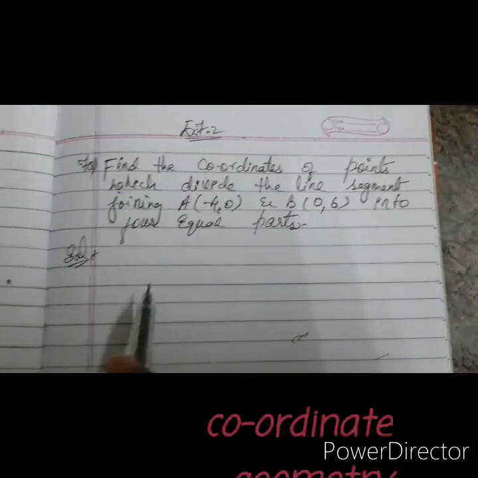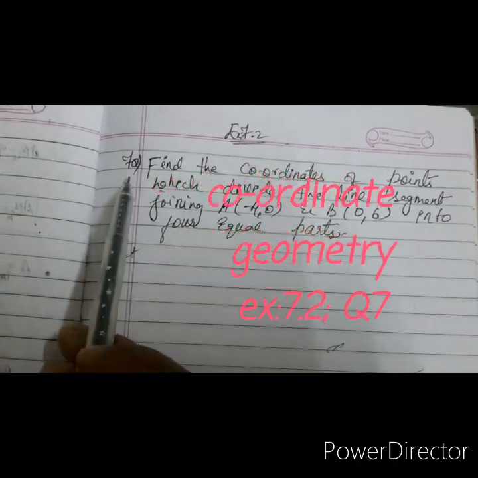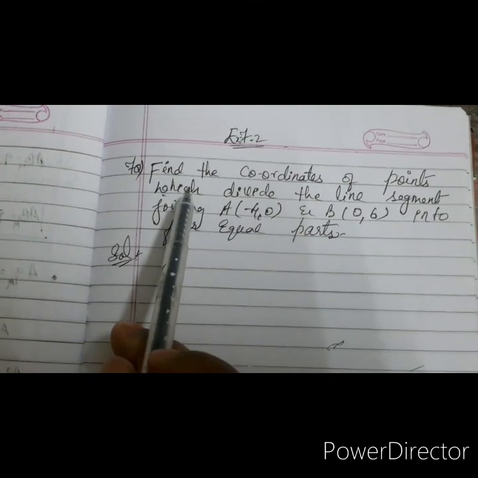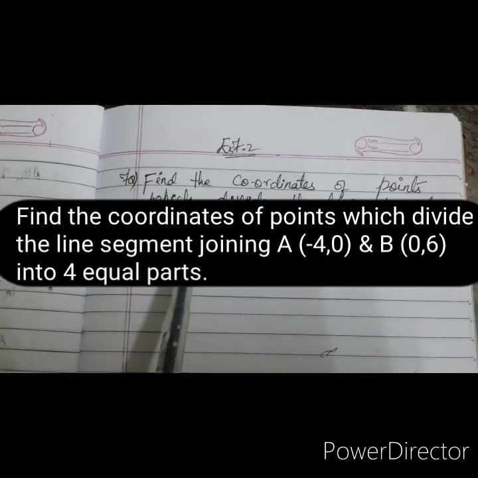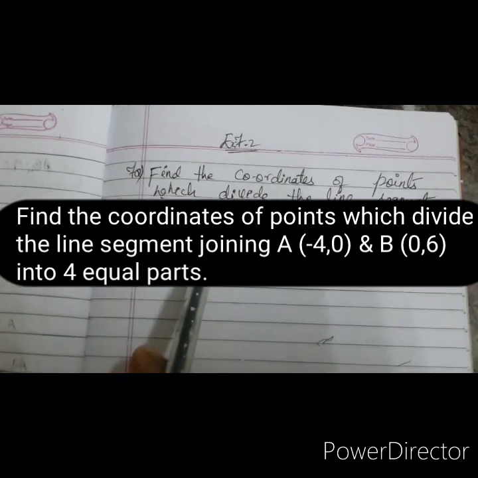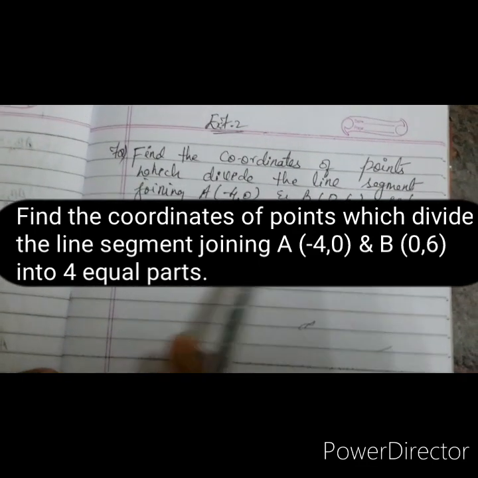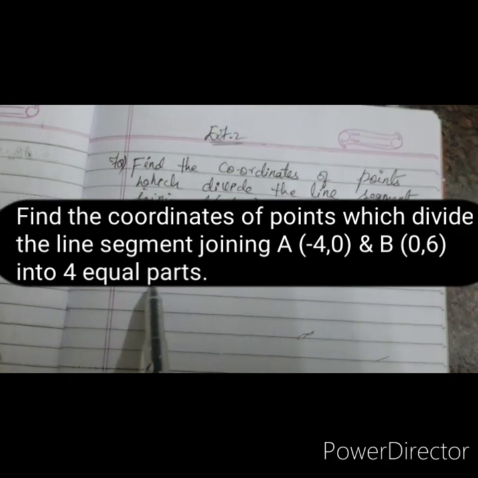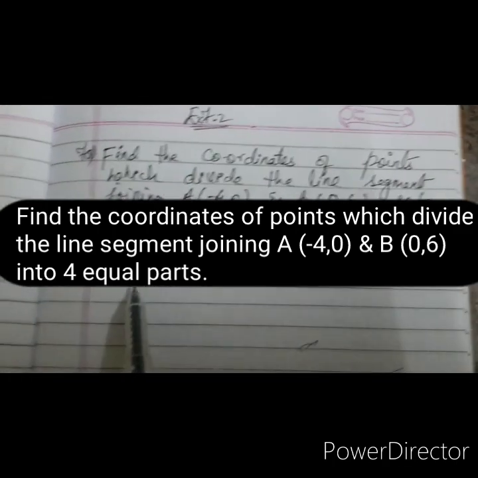Students, today we are going to solve exercise 7.2, seventh problem. The question: find the coordinates of the points which divide the line segment joining A(-4, 0) and B(0, 6) into 4 equal parts.